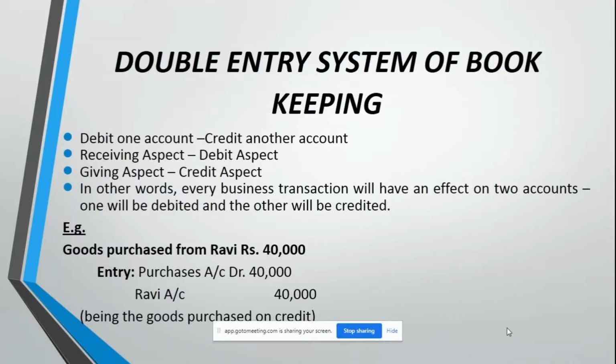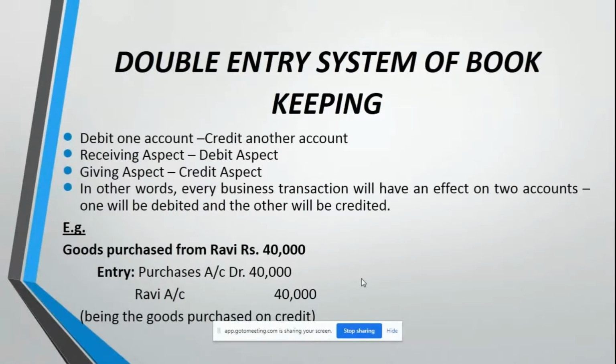This is obvious. Here I've given a small example: goods purchased from Ravi for 40,000, assuming that these purchases are made on credit. I've passed this entry here, where the purchase account is debited, Ravi's account is credited. If it is a cash purchase, what would be the entry? Purchase account to cash account. Instead of cash, we have this Ravi. Purchase account to Ravi's account.